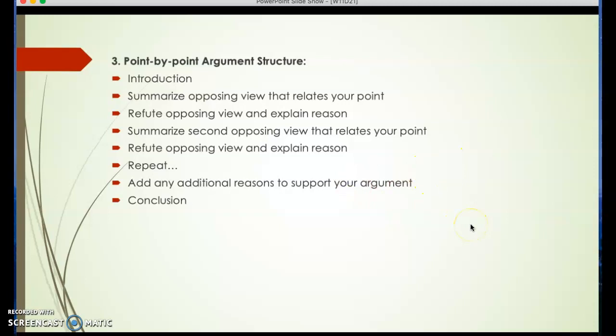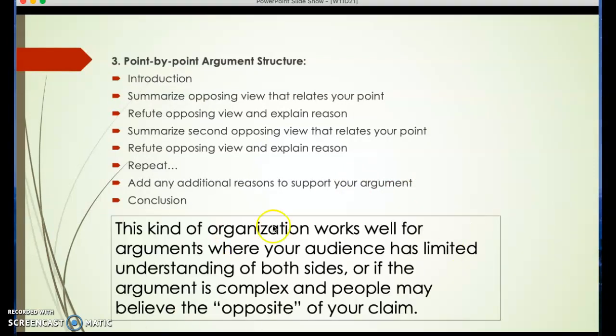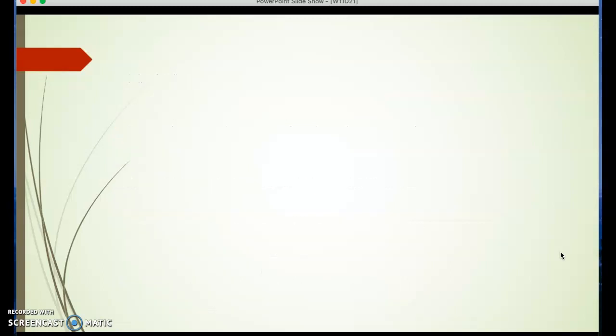And then you would have your conclusion at the very end. So this kind of organization pattern works well for arguments where your audience has a limited understanding of both sides of the issues, or if the argument is really complex and people might believe the opposite of your claim and you want to sort of just break it down point by point.